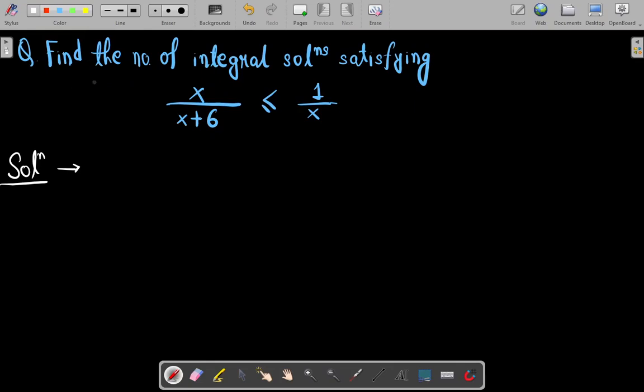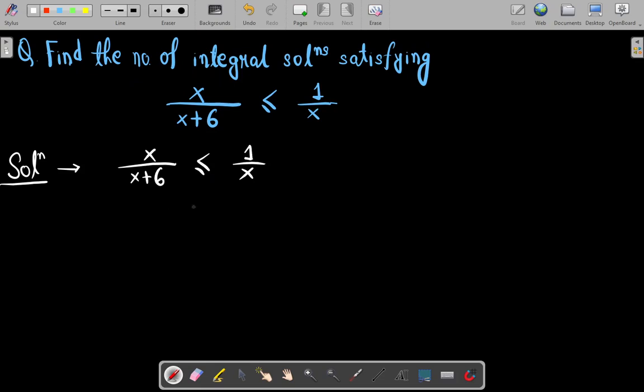Hello everyone. In this question, we are asked to find the number of integral solutions that satisfy the inequality x upon x plus 6 is less than or equal to 1 upon x. Okay, so let us first start. The inequality is x upon x plus 6 is less than or equal to 1 upon x.